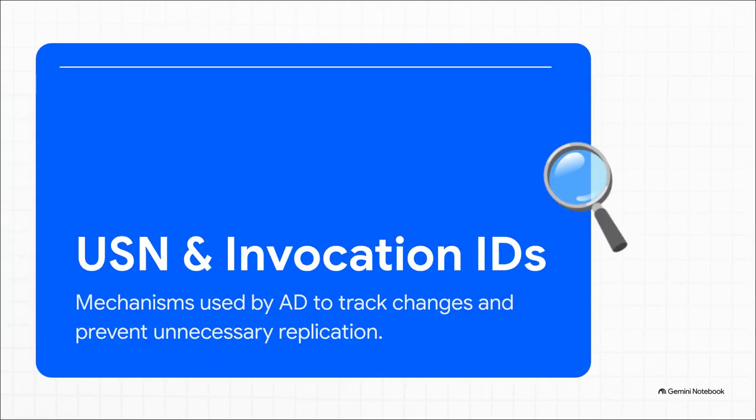Well, that brings us to update sequence numbers, or USNs, and invocation IDs. I know it sounds like some heavy technical jargon, but really, these are just brilliant tracking mechanisms to keep everything running efficiently. Basically, every single change gets stamped with a sequence number. This ensures a domain controller only asks for updates it hasn't actually seen yet. Because think about it, without this, your servers would just endlessly bounce the exact same data back and forth, creating a massive replication loop that would completely crash your network.